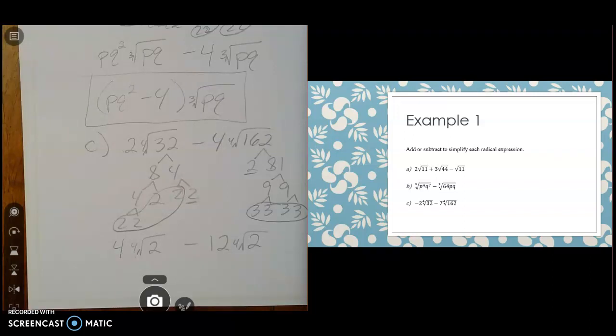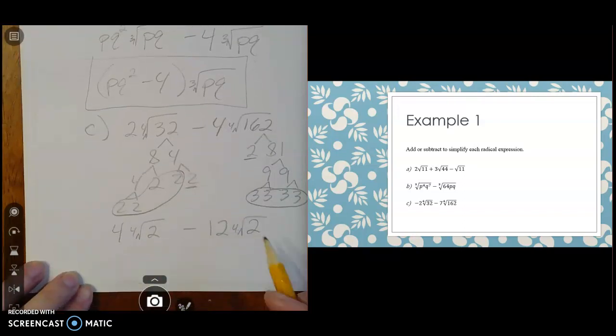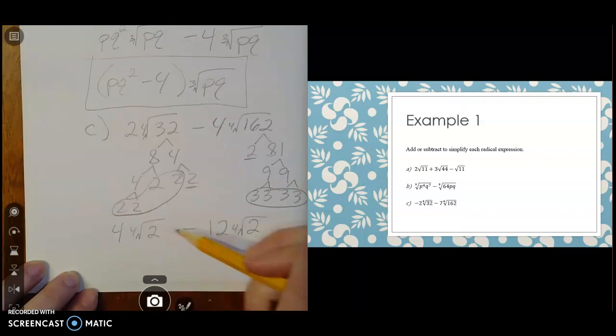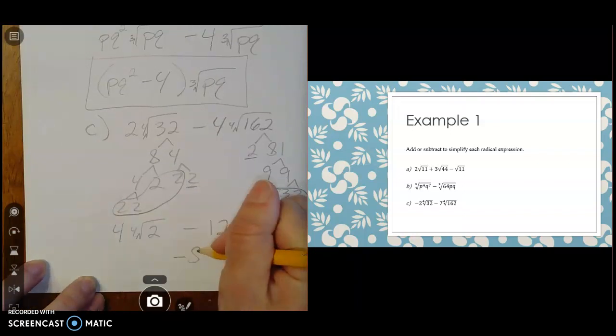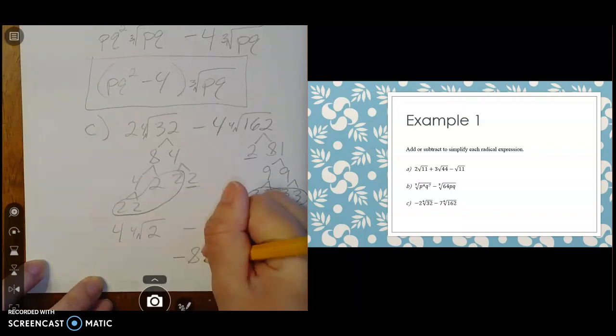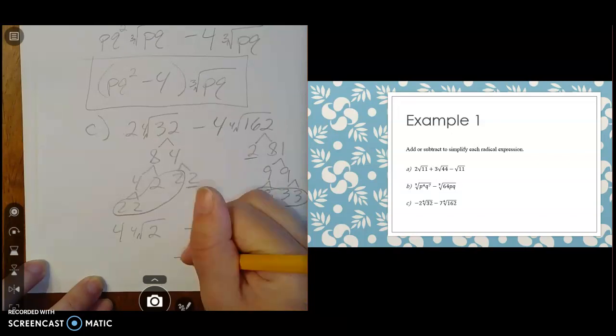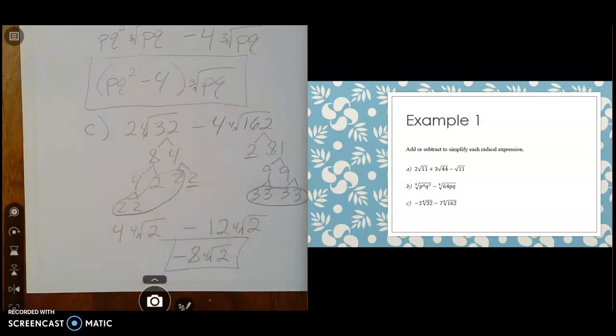Now that I've simplified, we can actually see that they are like radicals. They both are 4th roots, and they are both 4th roots of 2. So they have the same index, they both have 4's, and they have the same radicand, the 2's. So I can go ahead and subtract. Since they're like radicals, 4 minus 12 would be negative 8. And the radical part stays the same. It's the 4th root of 2. So that would be the answer for that one.